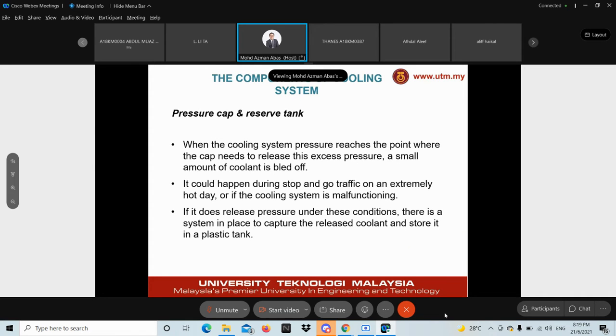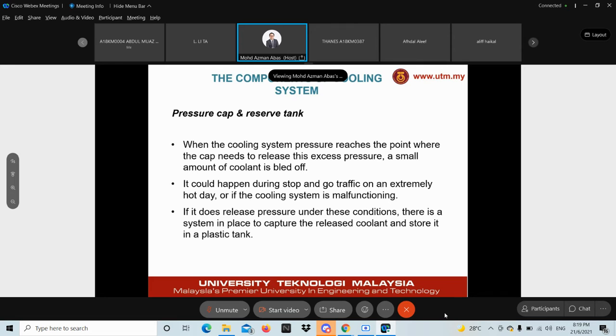So when the cooling system pressure reaches the point where the cap needs to be released, this excess pressure, a small amount of coolant is bled off. Okay, that's normal. So just make sure that your pressure caps are always the correct specification. If it's meant to control your cooling pressure at 2 bar, then if you replace your pressure cap, it needs to be 2 bar. It cannot be lower, and also it cannot be higher.